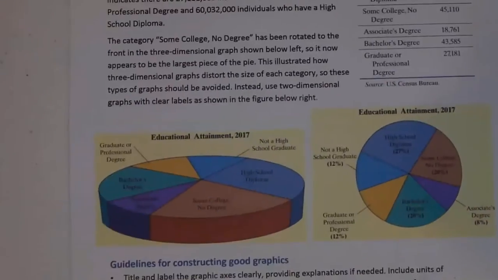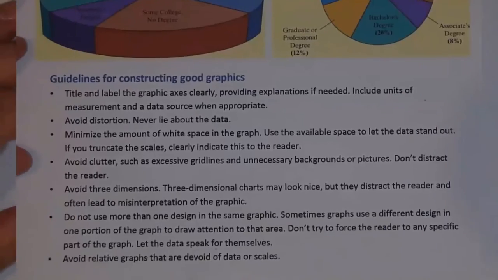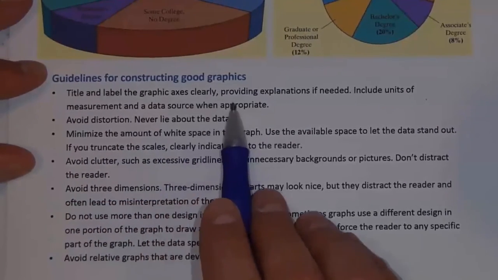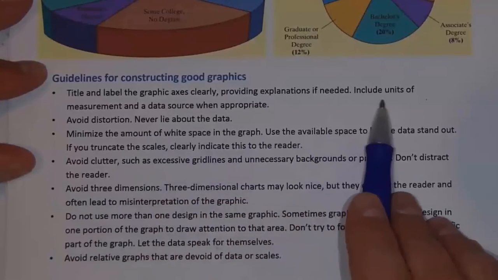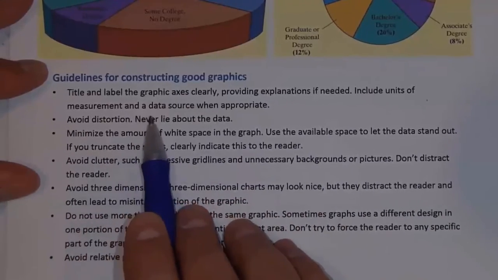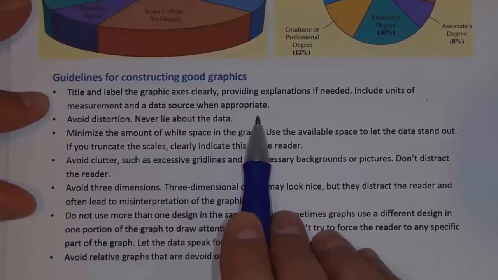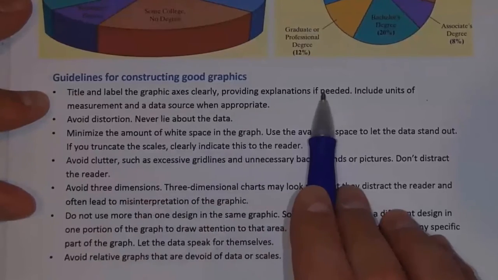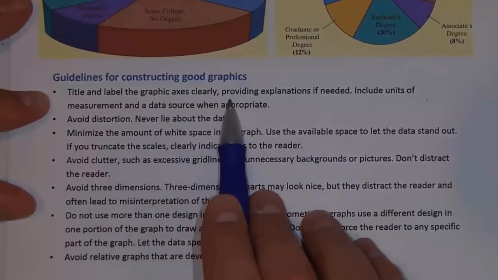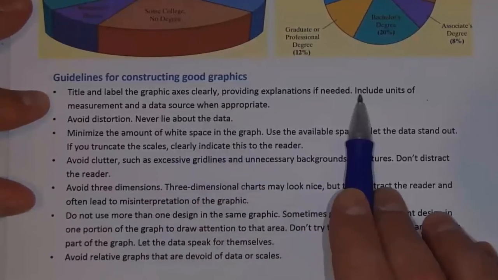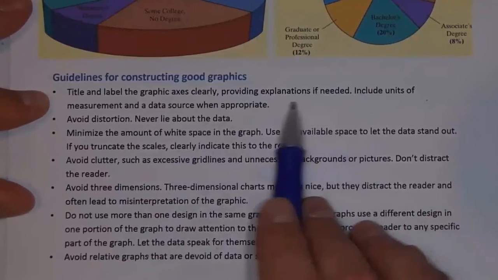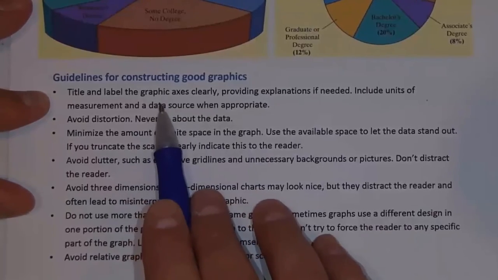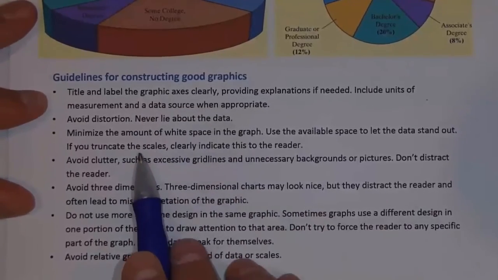So some guidelines to construct good graphs. Title and label the graphic axes clearly, providing explanations if needed, include units of measurement and a data source when appropriate. So if you're creating a graph, it's always a good idea. Make sure you've labeled everything very clearly. If you can't label it clearly enough, provide a written explanation that goes with your graph. And then put a source where you got your data so that if someone wants to study it more, they can go to the data.